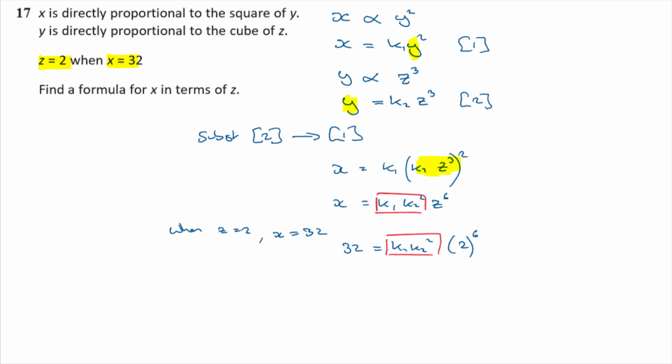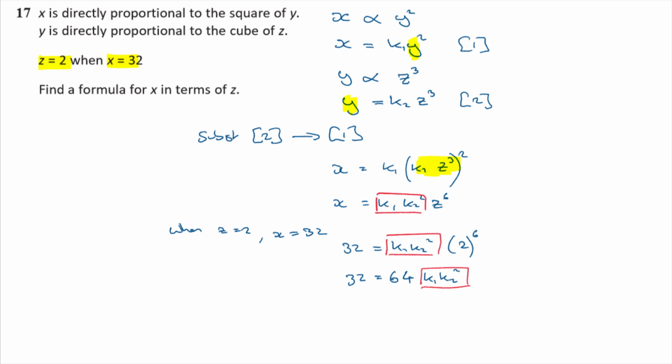So this becomes 64 lots of k1, k2 all squared, and that's equal to 32, isn't it? So remember, I'm treating this as all one big thing. That's like one super constant there.